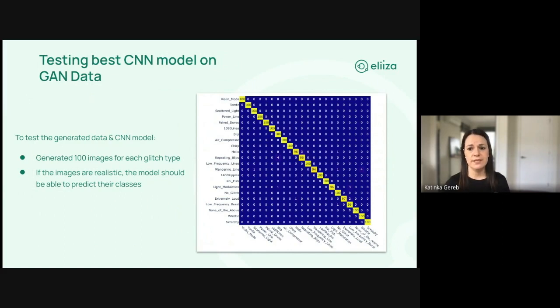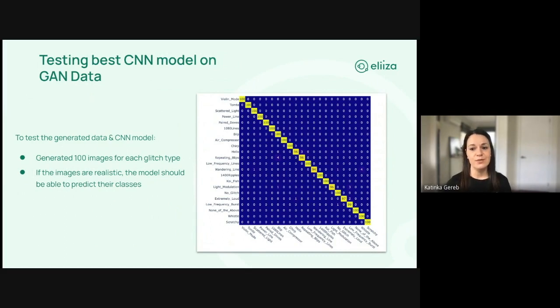And the results are presented here in the confusion matrix. And this is looking really promising. So the glitch types are predicted at more than 90% accuracy in all cases. And this is a testament to the goodness of the synthetic images, but also the goodness of the classification model.